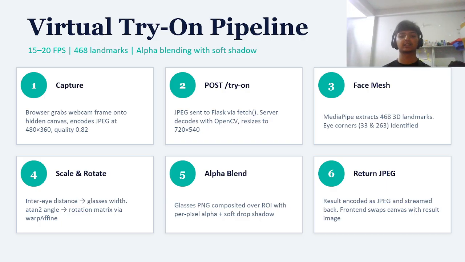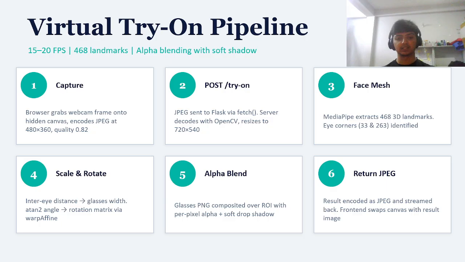The rotated glasses PNG is composed on the facial region using four-channel alpha blending. A soft drop shadow is rendered behind the frame to make the overlay look less pasted on, and feathered alpha is used to remove the white halo that natively comes from cutting out the PNG product.